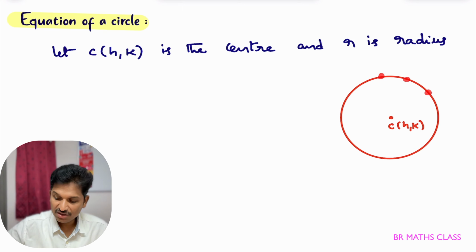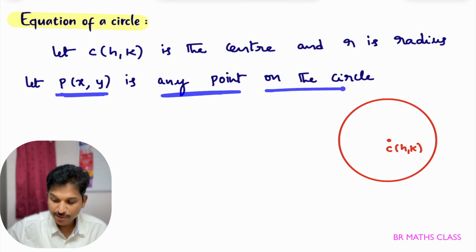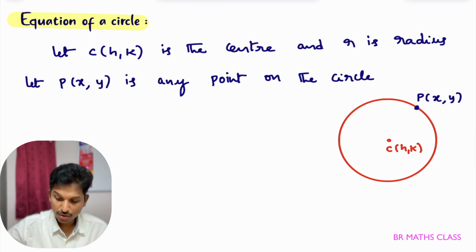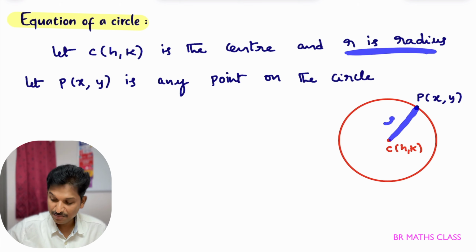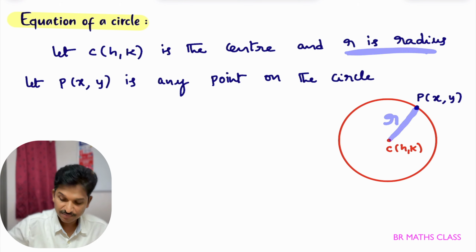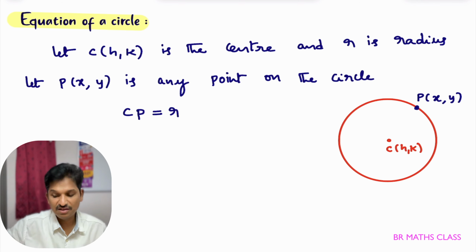Now on this circle, how many points will be there? On this circle, infinitely many points will be there. I'll take one point, P of x comma y, any point on the circle. Suppose you mark here, I'll take this as point P. What is the distance from center to point P? This distance is the radius. I took r as the radius of the circle. So what is CP? CP equal to r. From the figure, we can easily understand that CP equal to r. CP means the distance from C to point P.